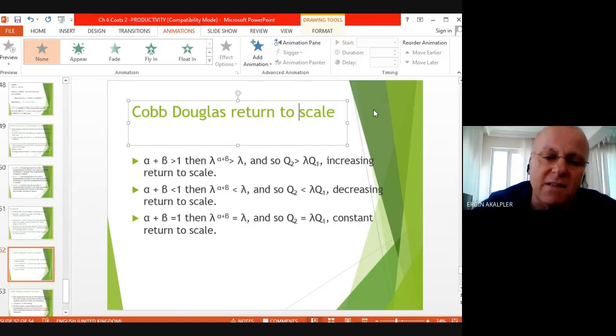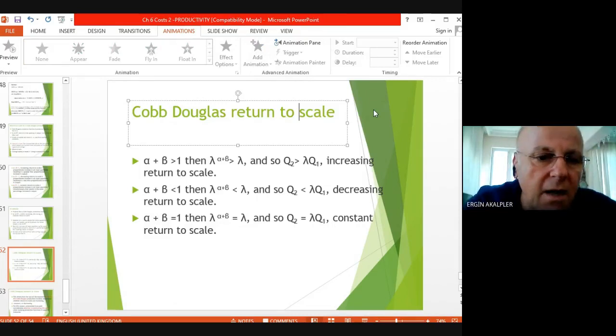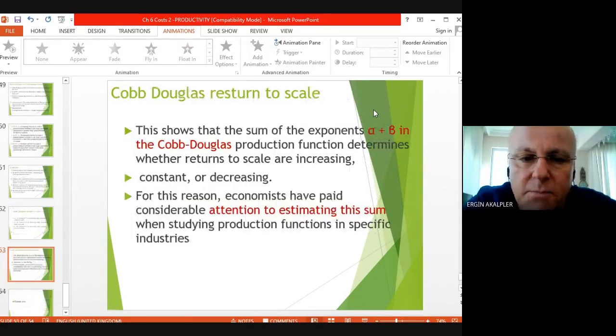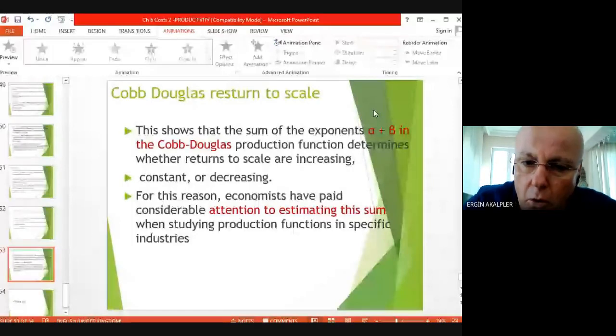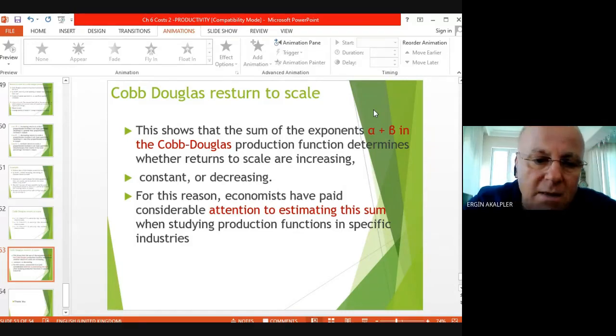Decreasing returns to scale is realized. And if alpha plus beta is equal to 1, then lambda to the power of alpha plus beta is equal to lambda, so Q2 is equal to lambda Q1: constant returns to scale. Therefore, Cobb-Douglas returns to scale shows that the sum of exponents alpha plus beta in the production function determines whether returns to scale are increasing, constant, or decreasing. For this reason, economists have paid considerable attention to estimating this sum when studying production functions in specific industries.